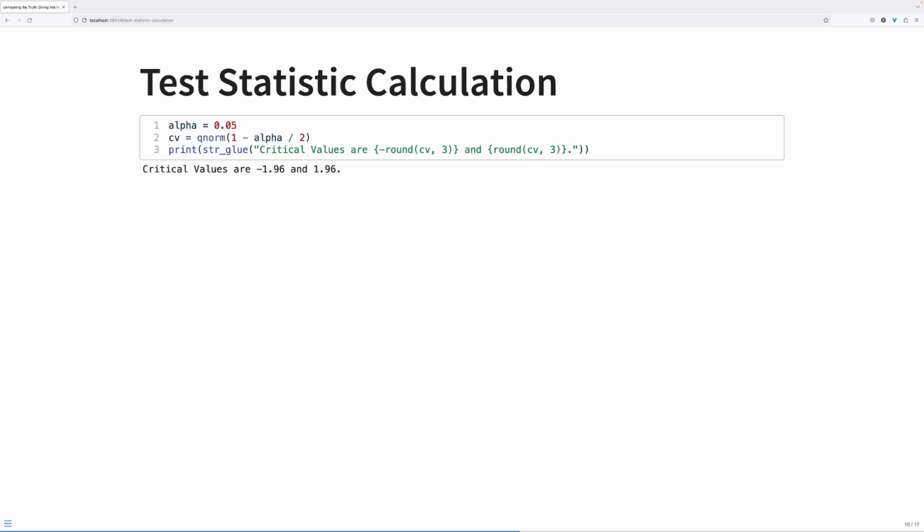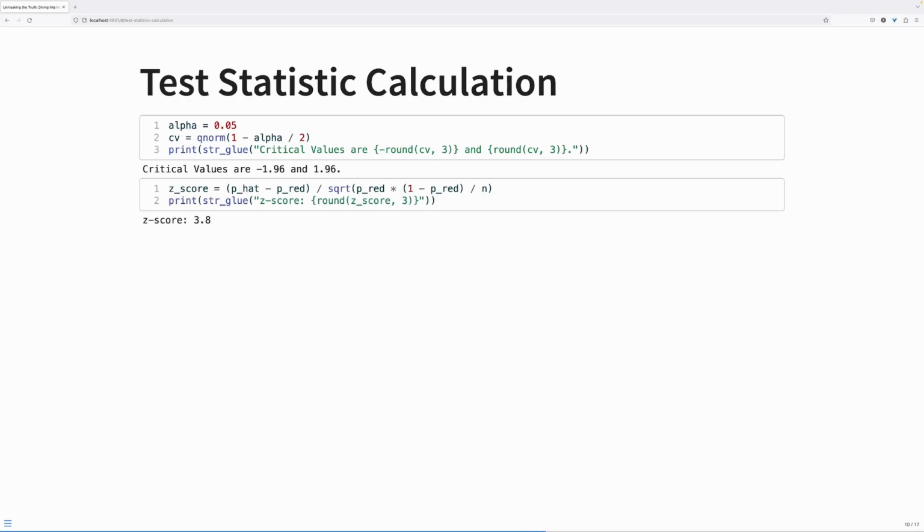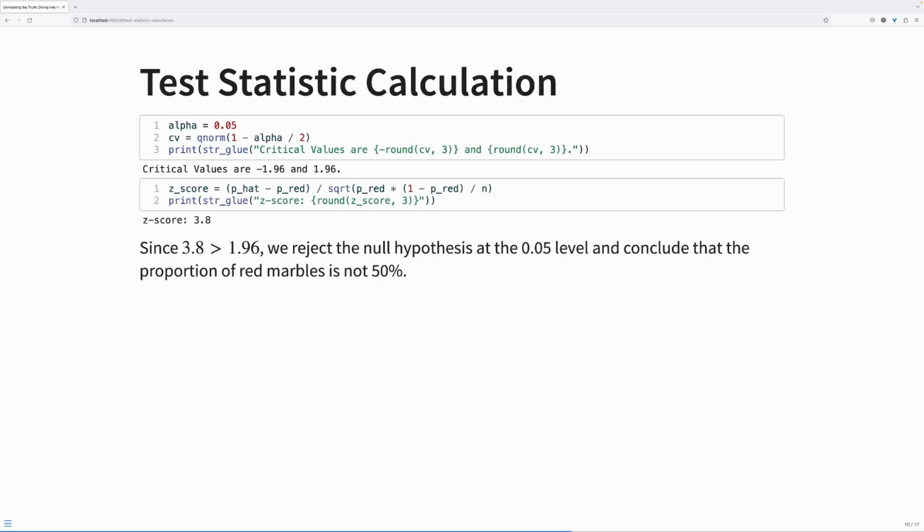So let's see how we calculate the test statistic. First, we calculate the critical values and we use qnorm to find these two values. In our case, it's a two-tail test. Okay, so the critical values are -1.96 and 1.96. And the z-score is 3.8. So since 3.8 is greater than 1.96, we reject the null hypothesis at the 0.05 level and conclude that the proportion of the red marbles is not 50%.